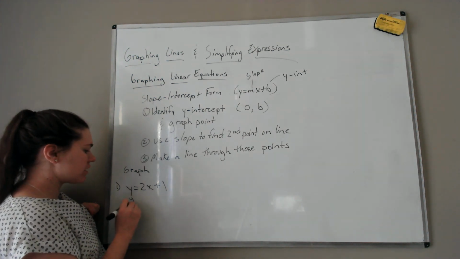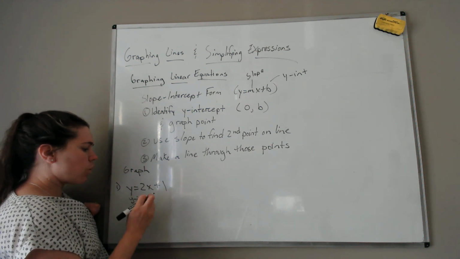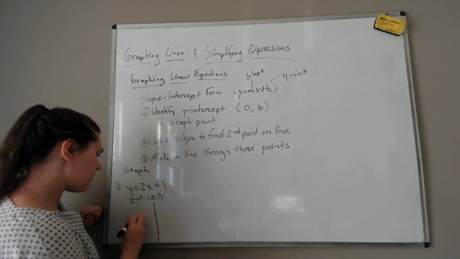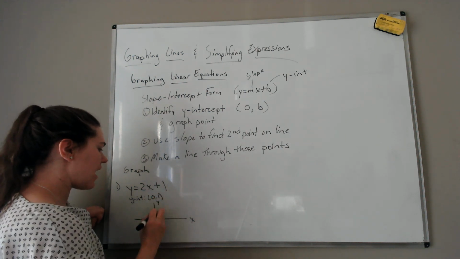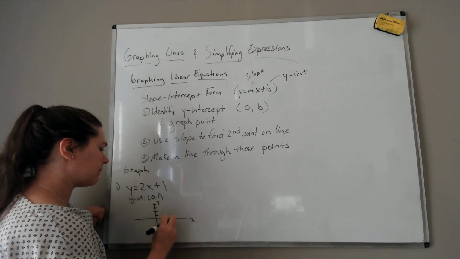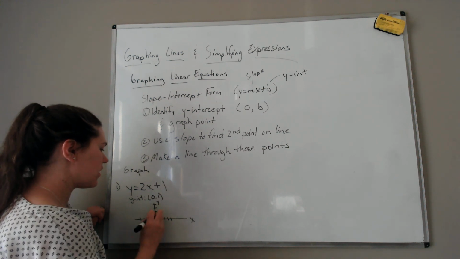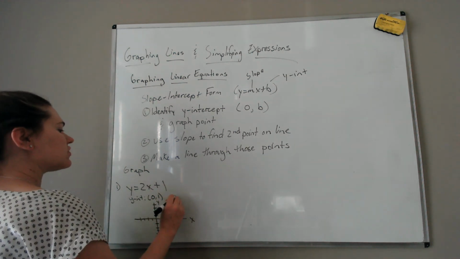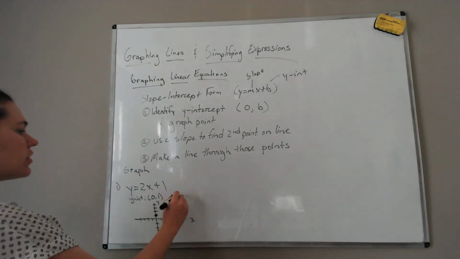So the first thing we can do is identify what the y-intercept is. The y-intercept here is 1. That's the point 0, comma 1. So we can graph that. Now this is the x-axis. This is the y-axis. So that's the y-intercept. Now what's the slope? The slope is the coefficient on x, so the slope is 2.